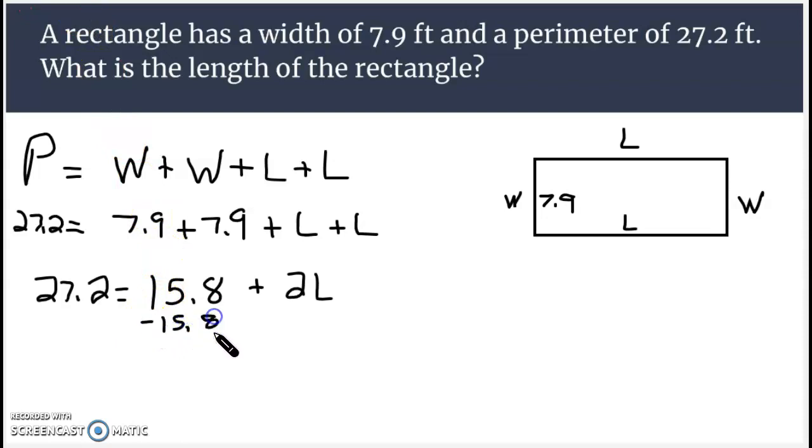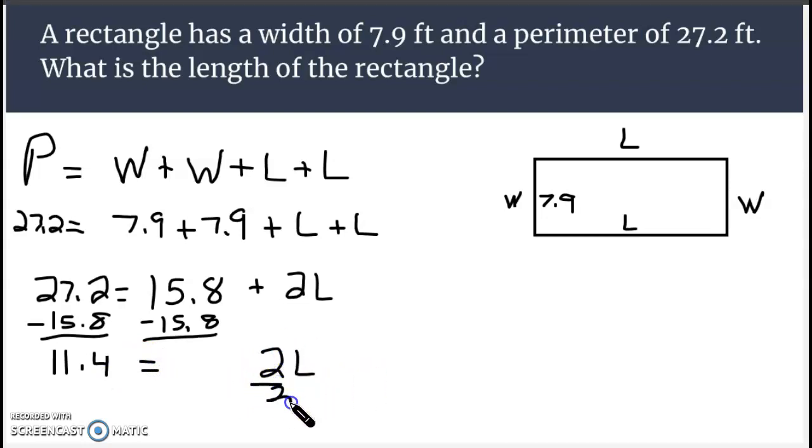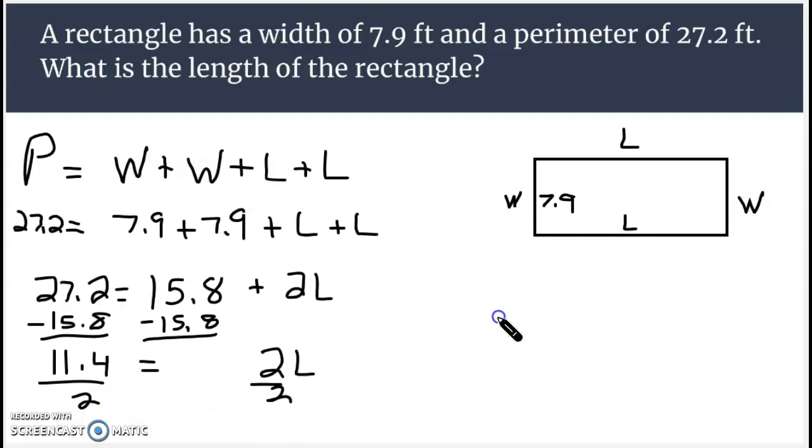And to keep the equation balanced, I need to do that to both sides, minus 15.8 on both sides. 27.2 minus 15.8. Alright, we're going to get 11.4. And then to find L, we divide by 2. 11.4 divided by 2 is 5.7. The length of the rectangle is 5.7 feet.